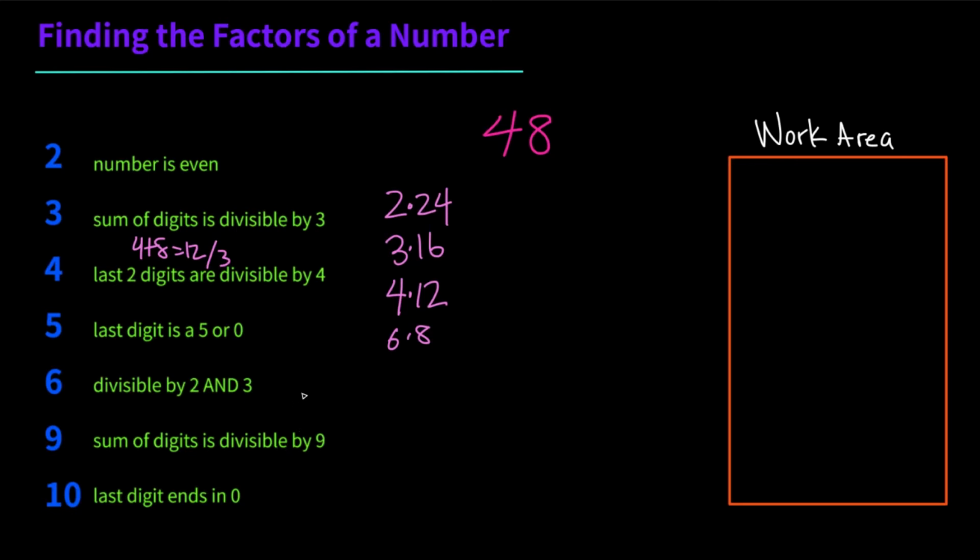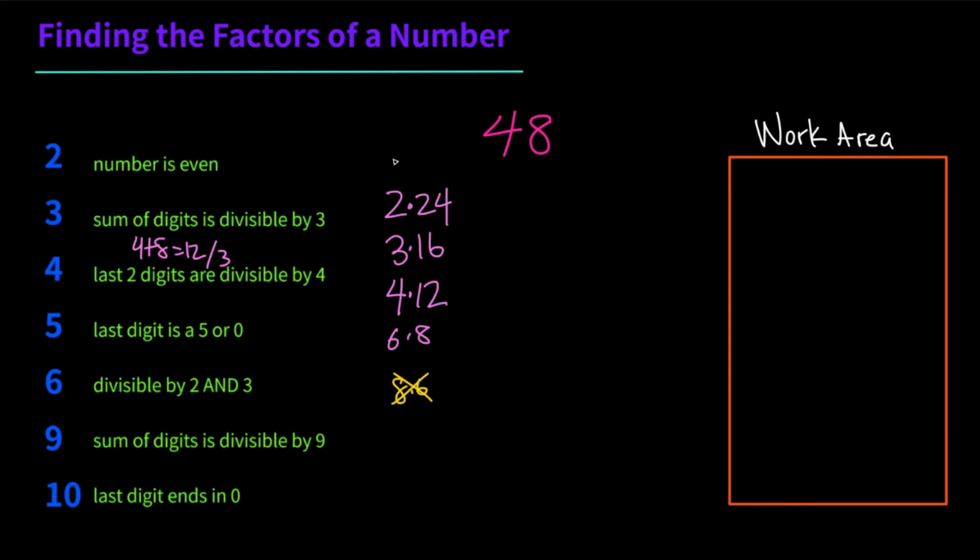After 6, we have 7. If we know our multiples of 7, we know that 48 is not a multiple of 7. Our next number after 7 is 8. 48 is divisible by 8. We have 8 times 6 is 48. If we do 8 times 6, we see that we are starting to repeat ourselves. This factor on this side is now larger than the other factor. So I don't need to have repeat values.